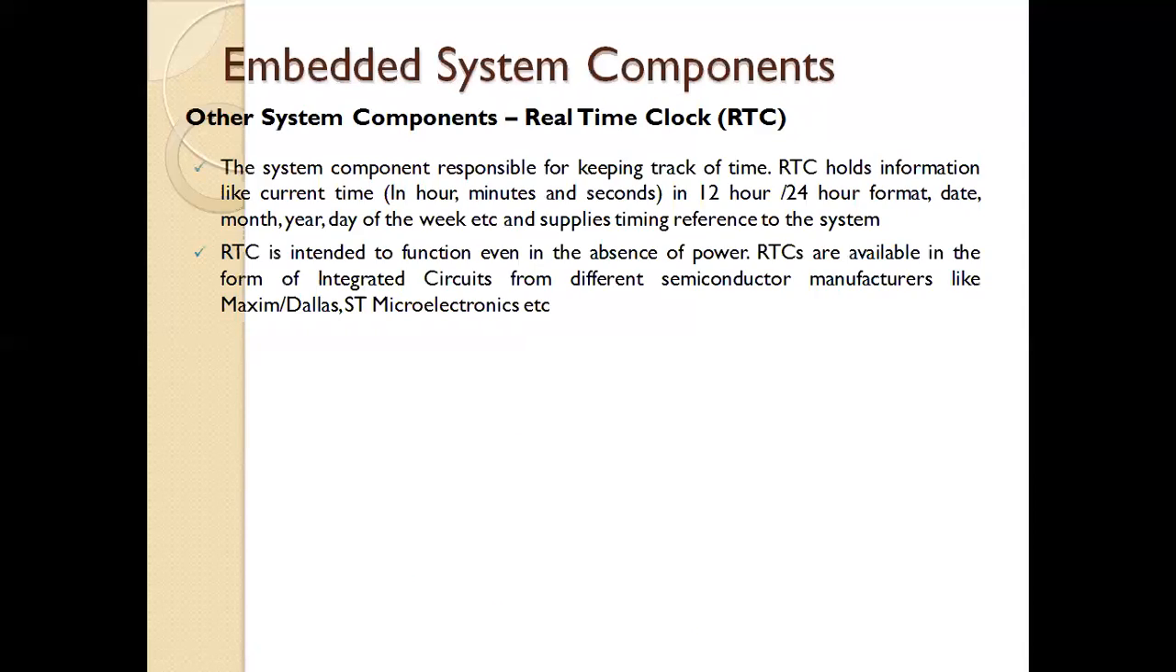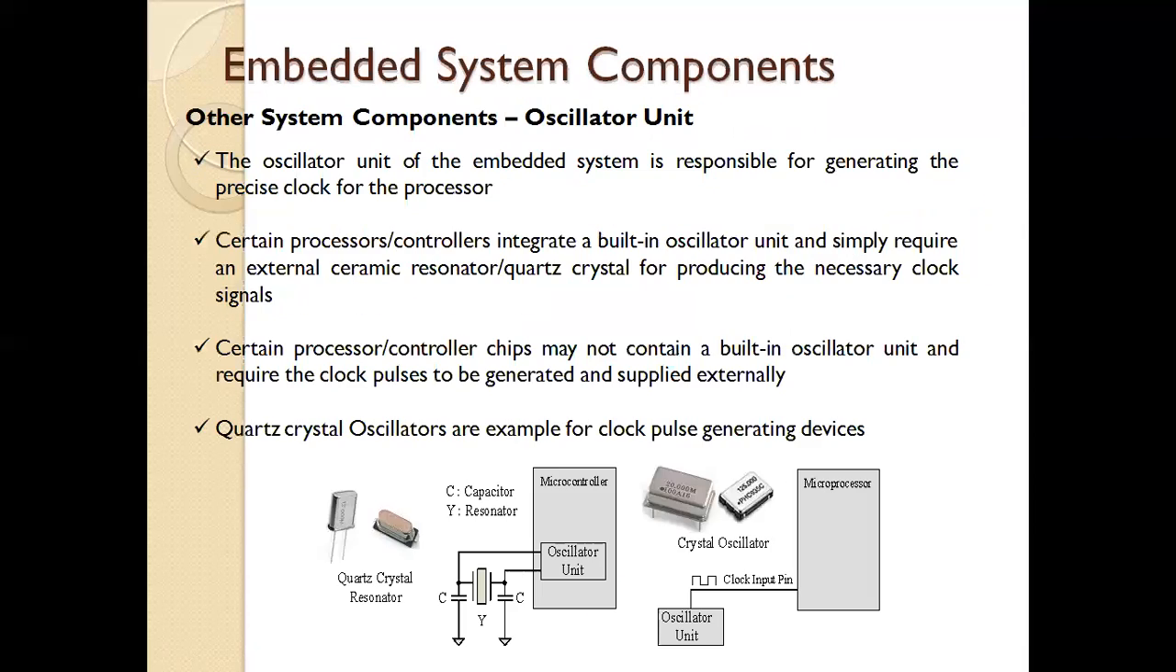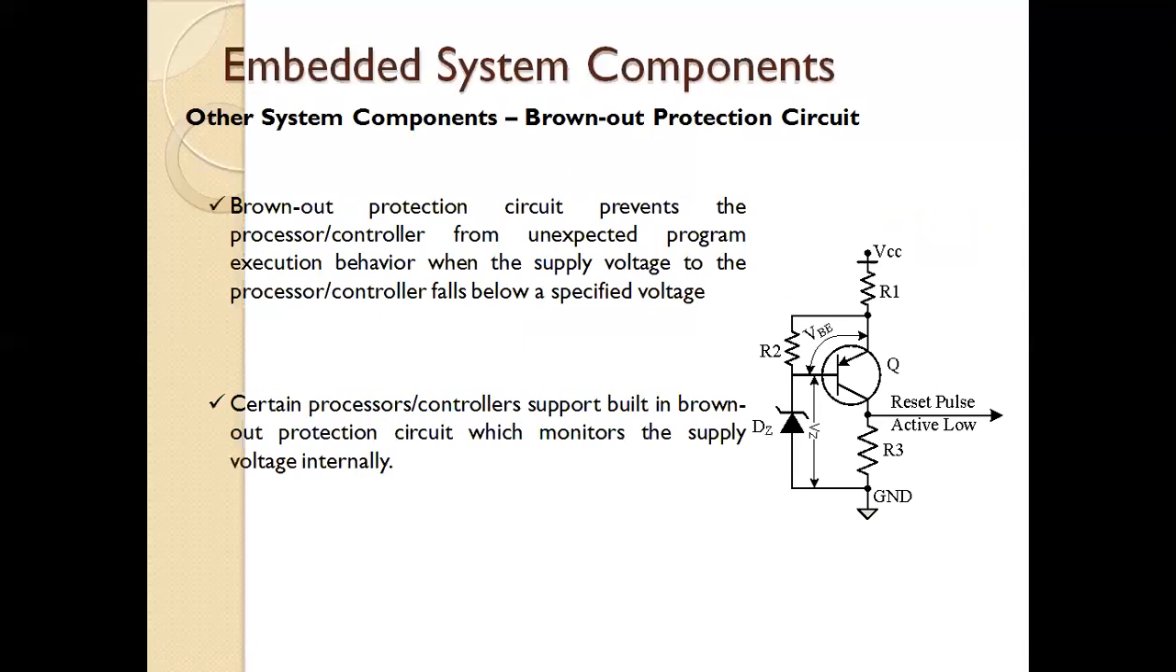Just to summarize, what we have studied in this course: first we have seen what an embedded system is, what the types of embedded systems are, what the purposes of an embedded system are, what the application areas of embedded systems are, and we have seen what the core elements of an embedded system are. In detail we have seen all the elements, and next we have seen the other important components required to build an embedded system.